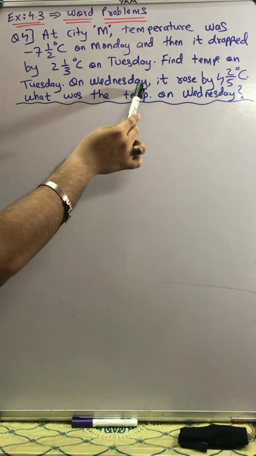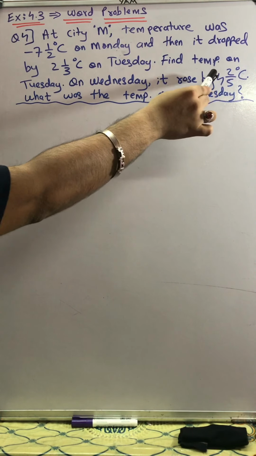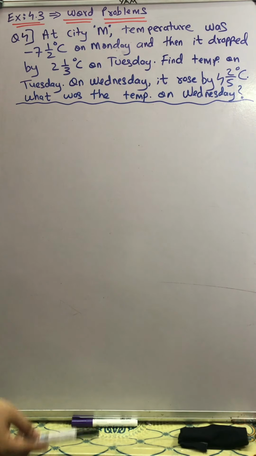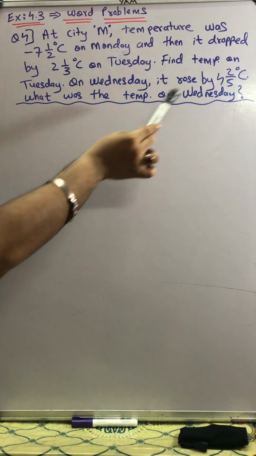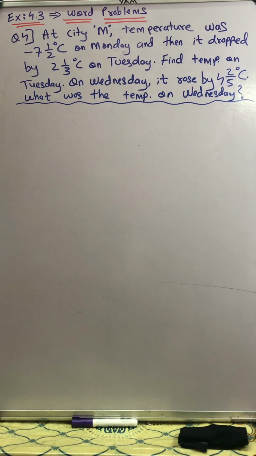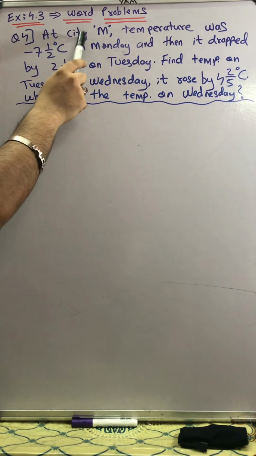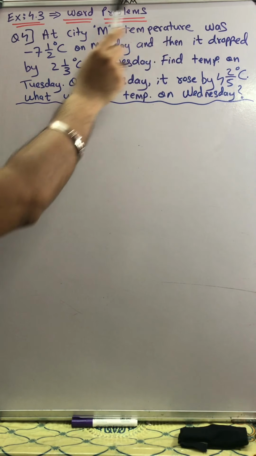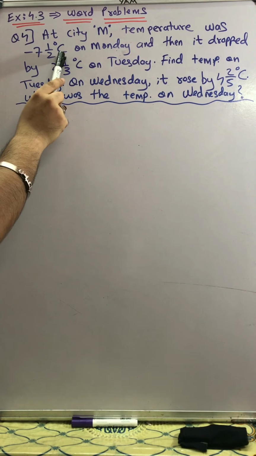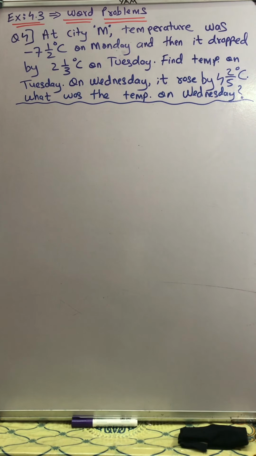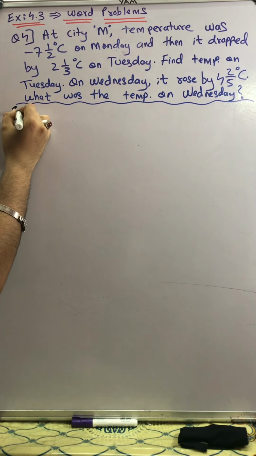Then on Wednesday it rose by 4 2/5 degrees Celsius. Then what was the temperature on Wednesday? So this is the question. Initially what is given to us? At city M, the temperature was -7 1/2 degrees Celsius on Monday. So let's start. It's a very simple question.